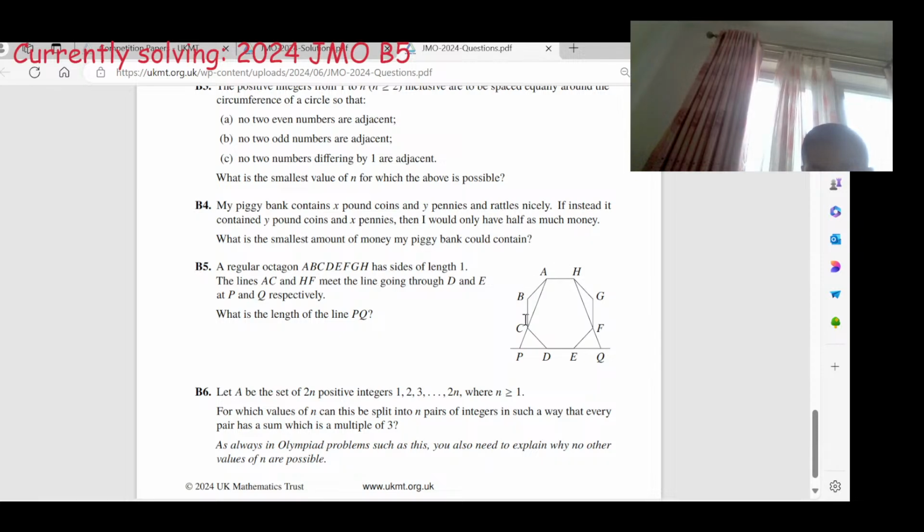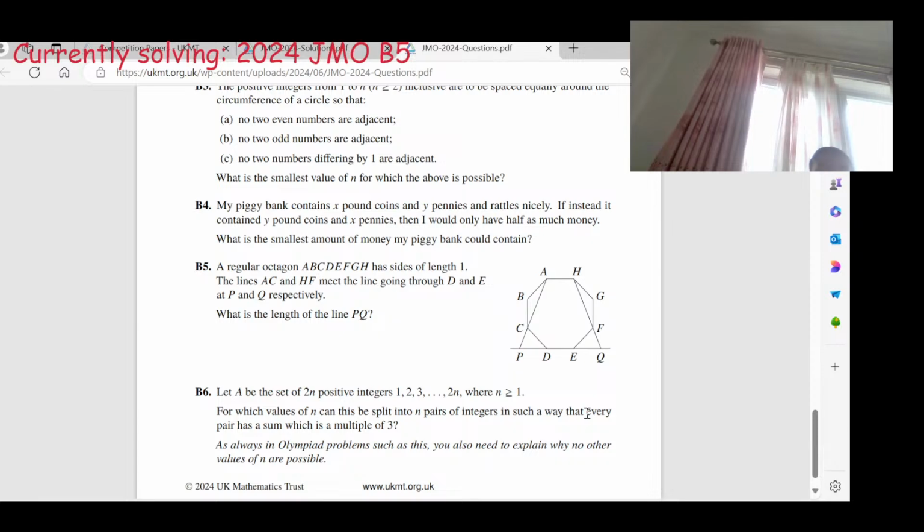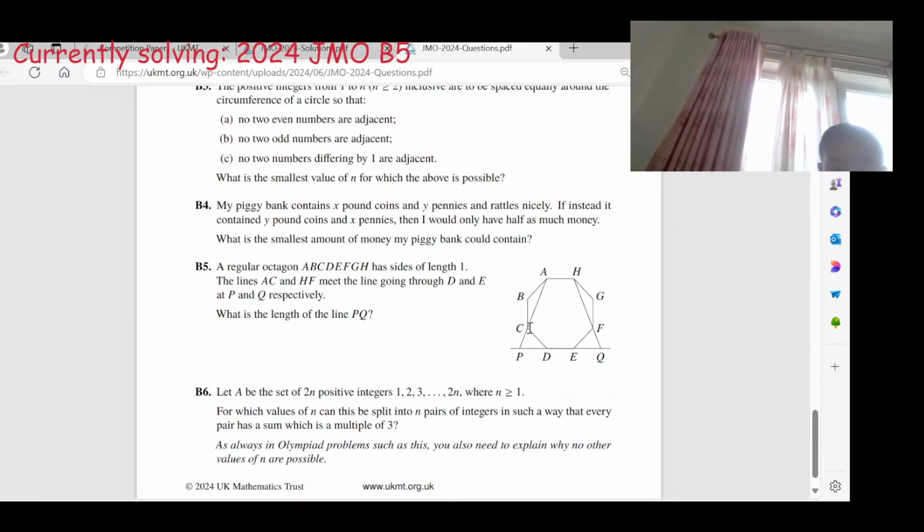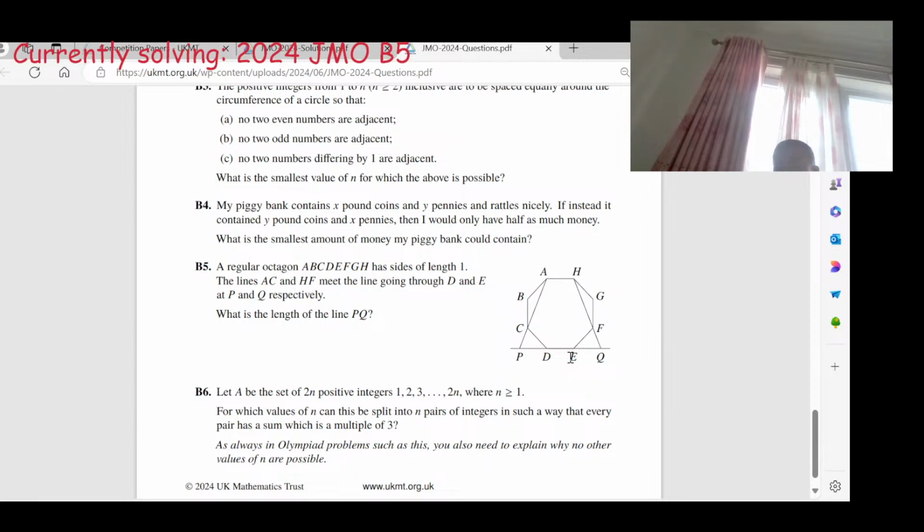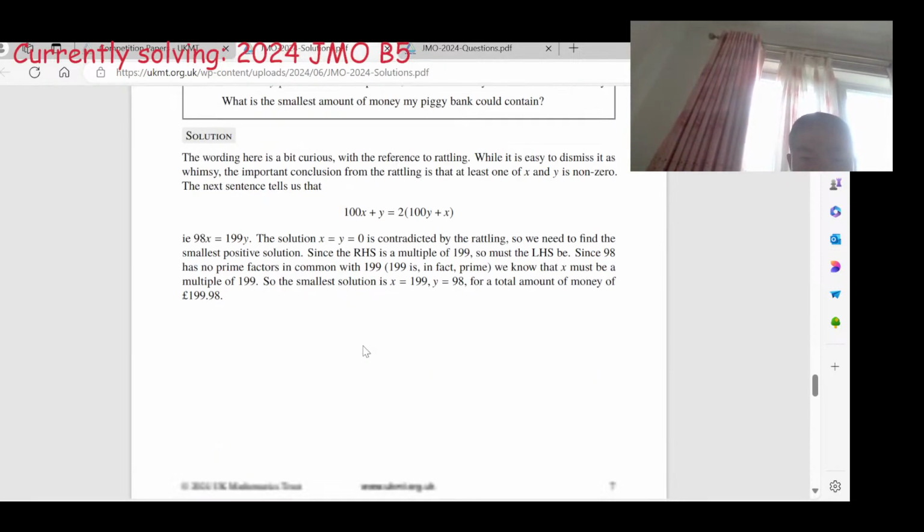ABC is 135 degrees, BCA is therefore 22.5. ACD is 112.5, which makes BCD 67.5, which means it's half of CDE, which is 135, which means that PCD is isosceles by literally angle chasing, because CD equals PD. Therefore, PD is 1, DE is 1, EQ is 1, so PQ is 3.